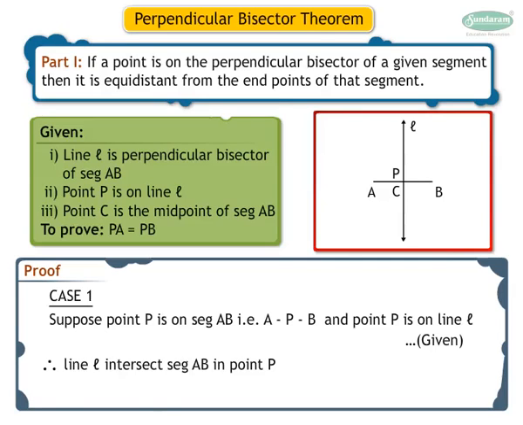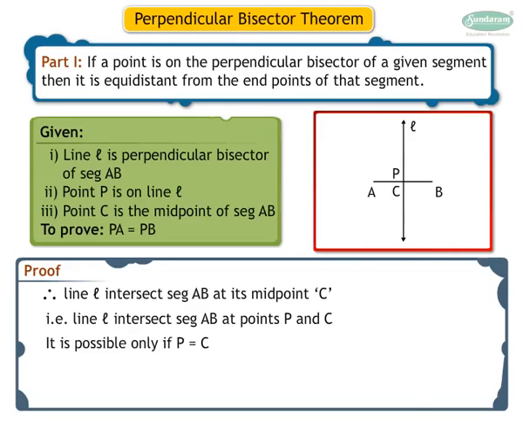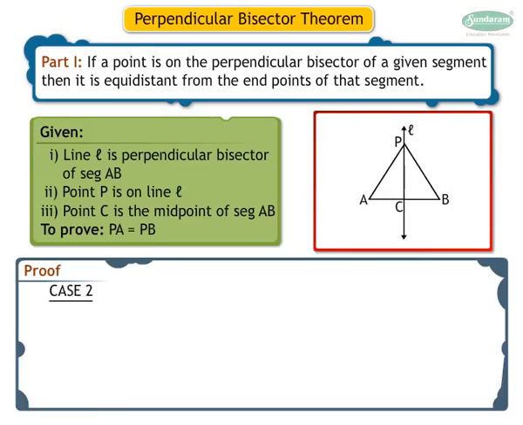But it is also given that line L is the perpendicular bisector of segment AB. Therefore, line L intersects segment AB at its midpoint C. That is, line L intersects segment AB at points P and C. It is possible only if P is equal to C. That is, P is the midpoint of segment AB. Therefore, PA is equal to PB. Case 2.